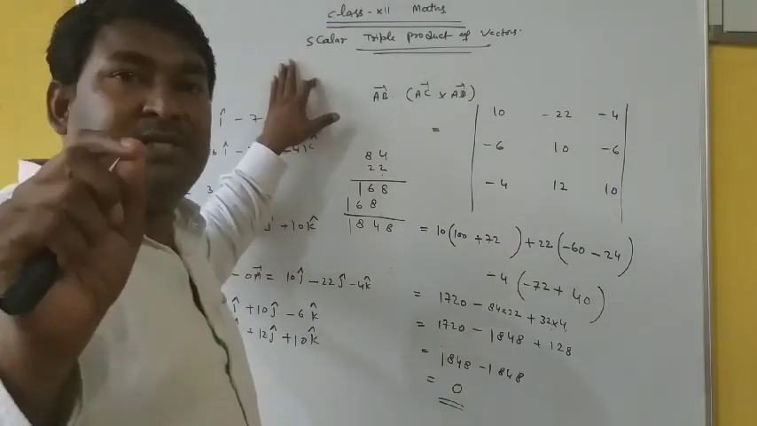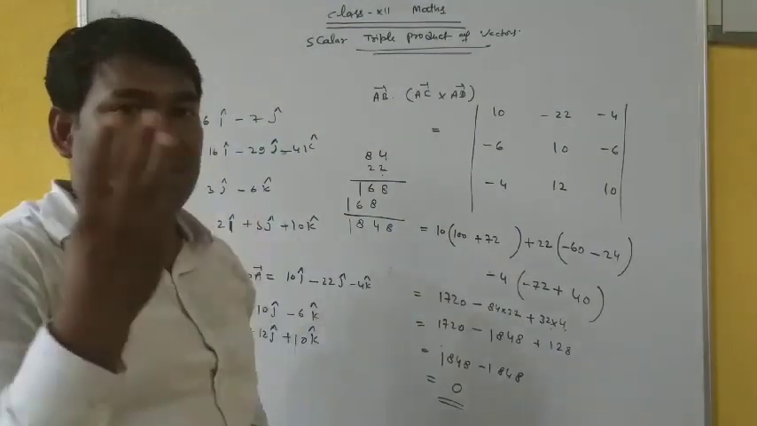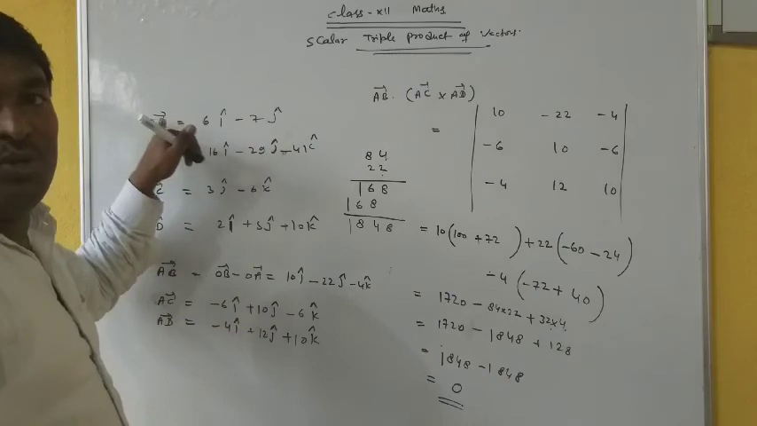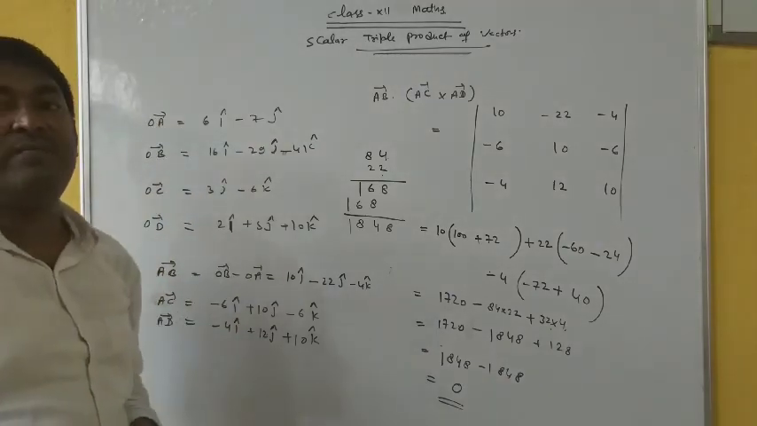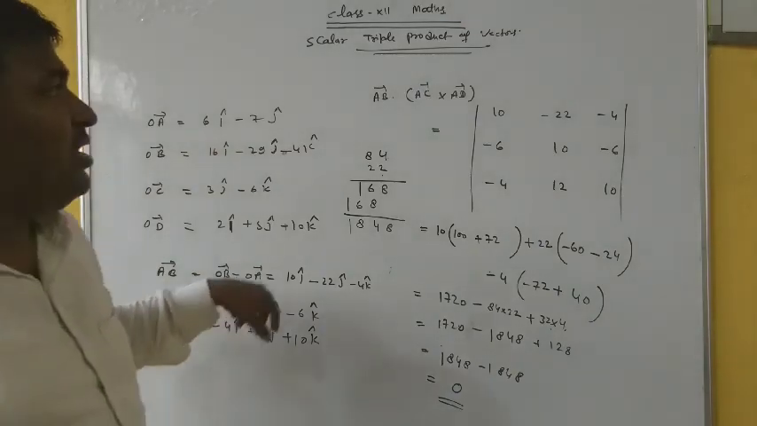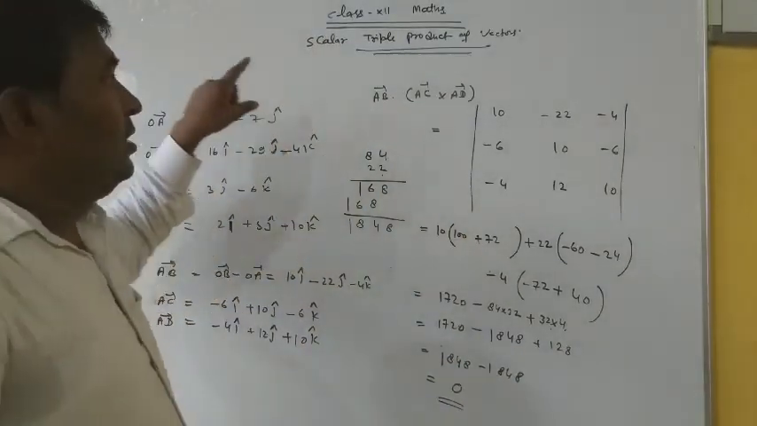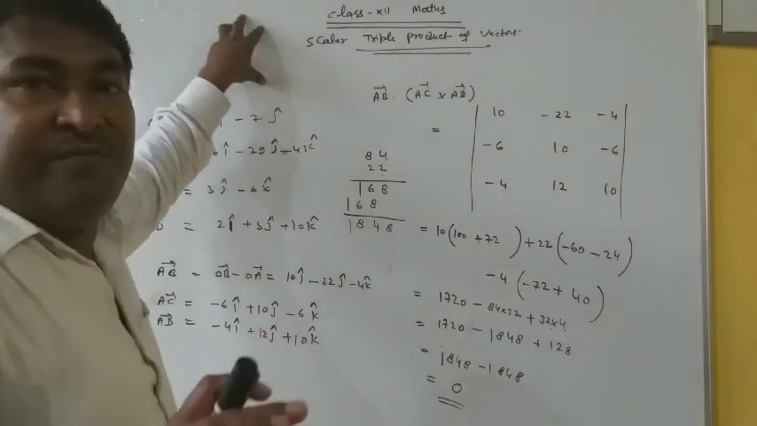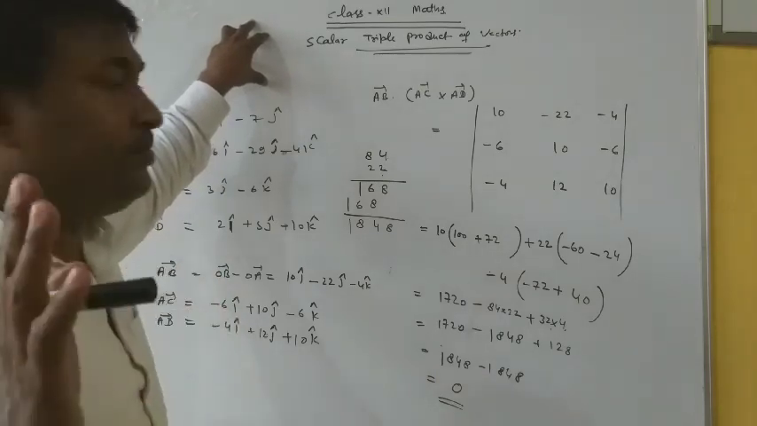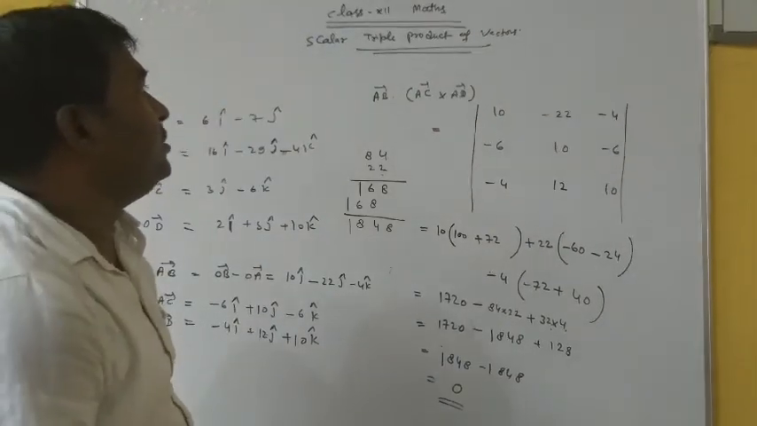If you are given the position vectors of 4 points, OA, OB, OC and OD, you can first find 3 consecutive vectors: AB vector, AC vector and AD vector. Taking the scalar triple product of these 3, if you get 0, those 4 points are coplanar. And if you have to find the volume of a parallelepiped, you can take the scalar triple product of 3 consecutive sides of the given parallelepiped.